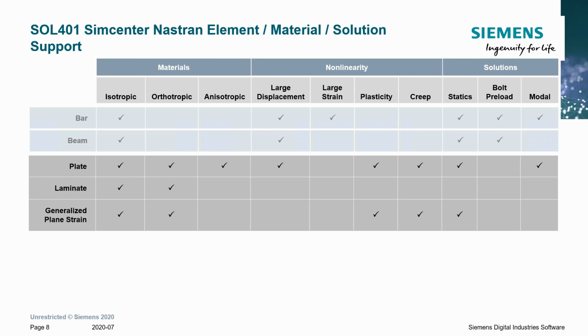Also, we have the plate, laminate, and generalized plane strain elements. You can see that the anisotropic is supported for the plate, but not for the laminate and the generalized plane strain and stress. Also, you notice that large displacement is not supported for the laminate in 401.